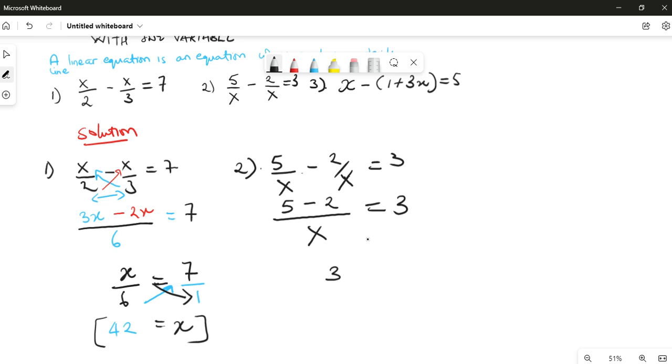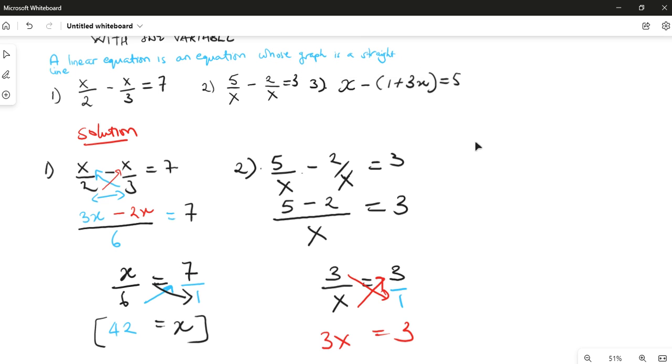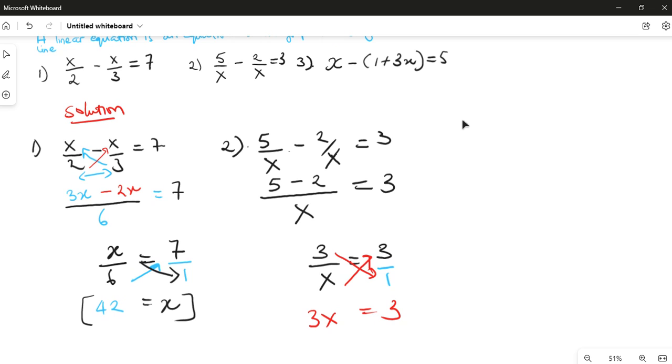5 minus 2, that is 3. 3 over x equals 3. This is the part where we have to cross multiply. x times 3, 3x. 3 times 1, that is 3. So to get our value of x, we need to divide both sides by 3. So we divide this side by 3, divide by 3. So x equals 1.